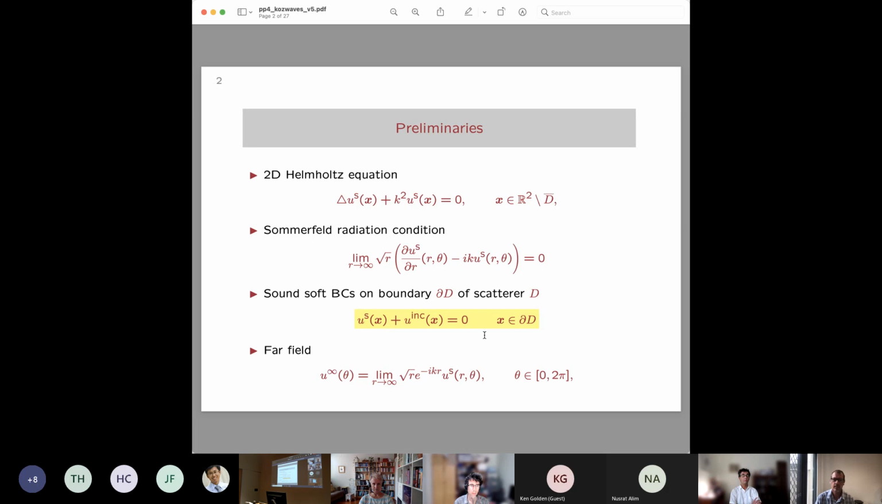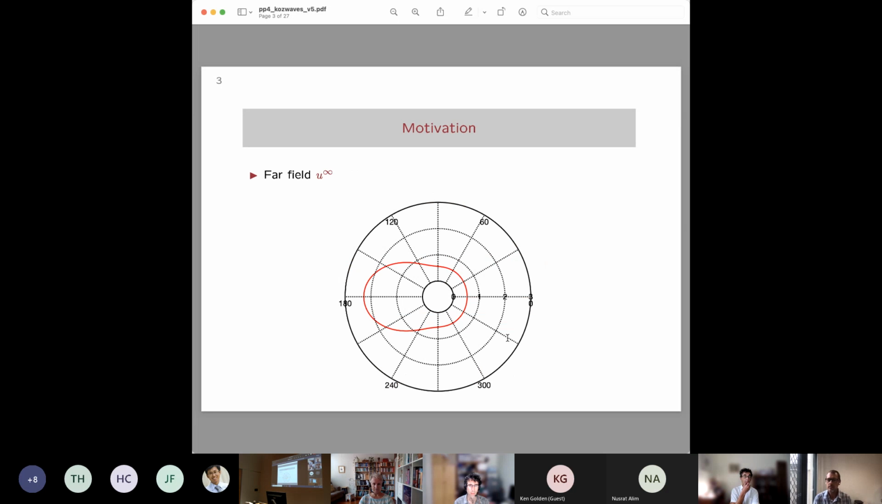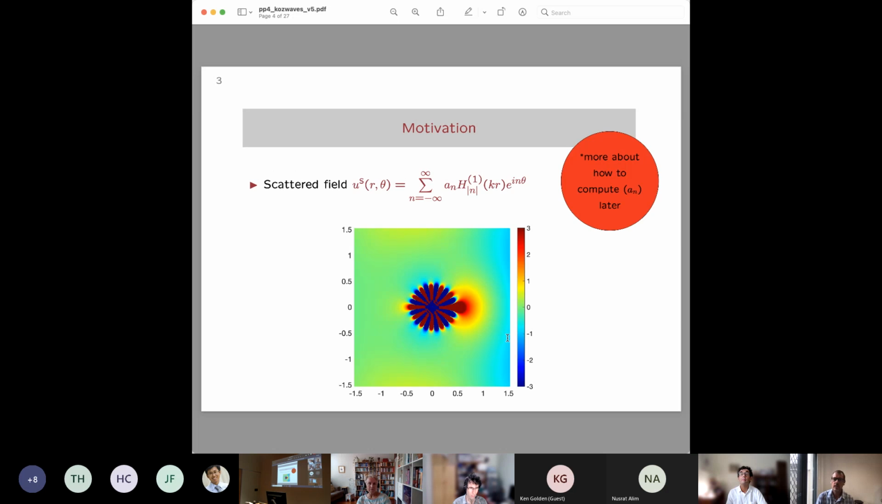Of course, if we take a particular limit of the scattered field, then we get the far field that just depends on observation direction. To motivate the talk, this is a plot of the far field of a particular object. What I'm going to do is use that far field to compute the radiating wave function expansion of the scattered field. This is the radiating wave function expansion. The H_n there are the Hankel functions. The a_n are the coefficients. I'm not going to say much about them now, but I'm going to explain how we can compute those a_n from the far field in a couple of minutes' time.